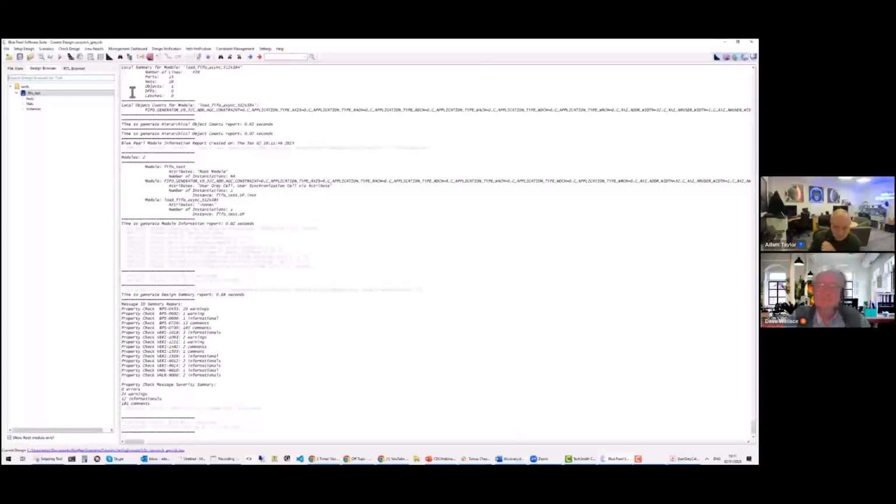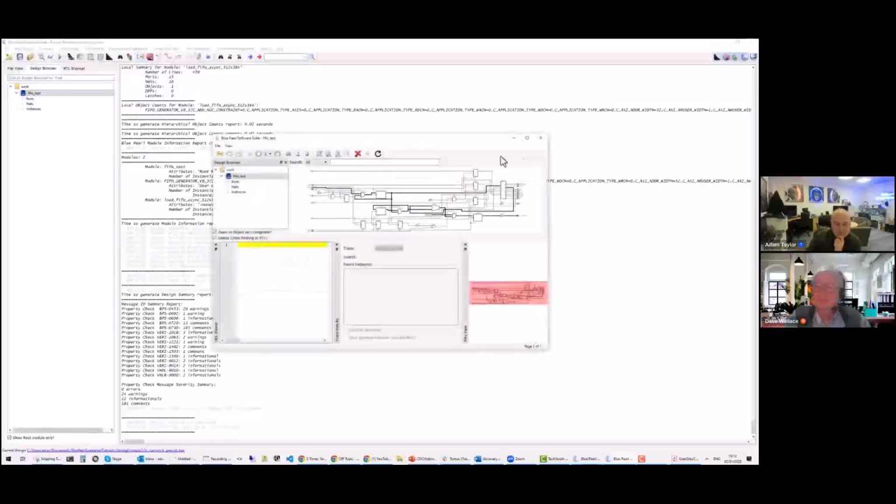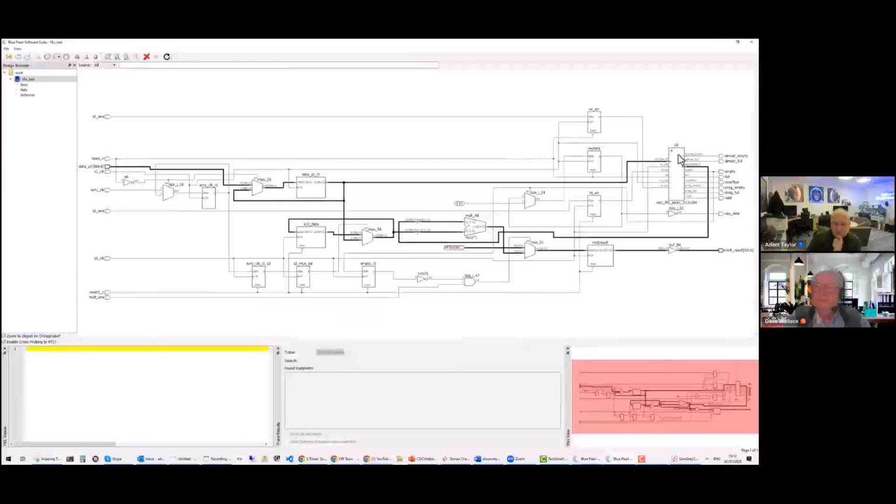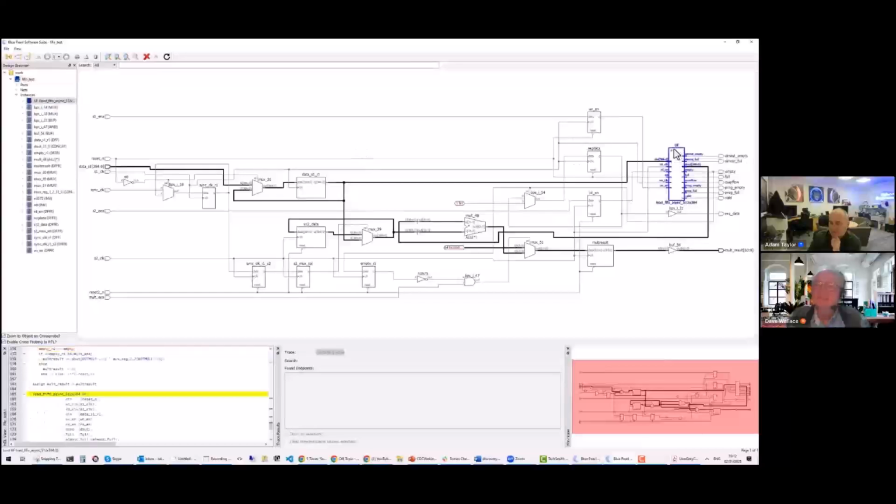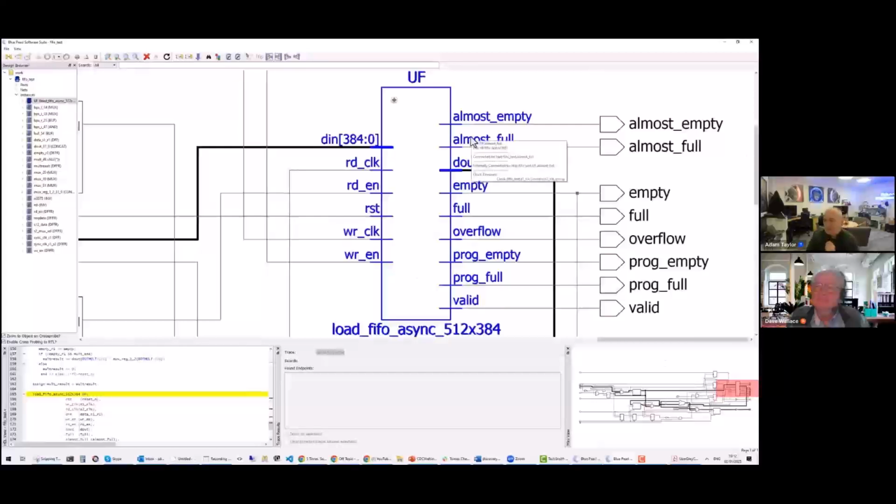One of the things it's going to do when it's done this, and I'm going to show you the importance of this gray cell, is that as it's done that load, it's created a simple elaborated view of the design, which we can see in the schematic viewer. So here at the top level, we can see the drive logic for the reading and writing from the FIFO, and over here we can see the FIFO itself. Well, actually, in this case, it's the instantiation of the FIFO, but we can see that.